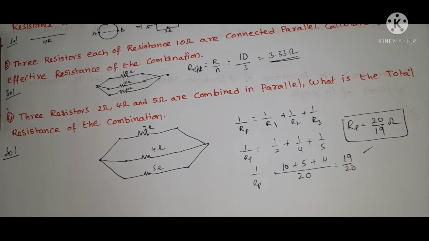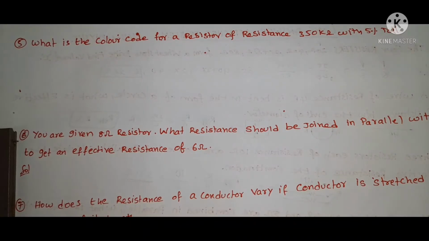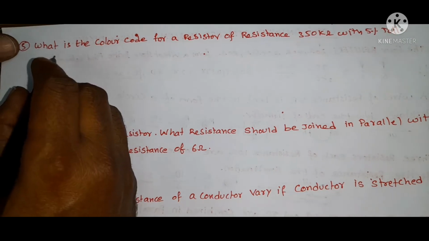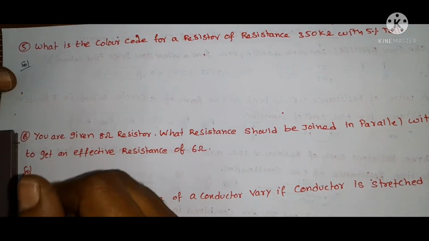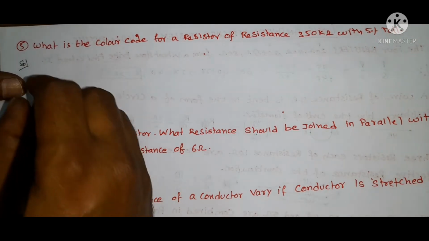Next question will be the fifth one. What is the color code for a resistor of resistance 350 kilo ohms with 5% tolerance? First of all, you have to know what the color coding is. Color coding is an important point. You need to know the coding formula.